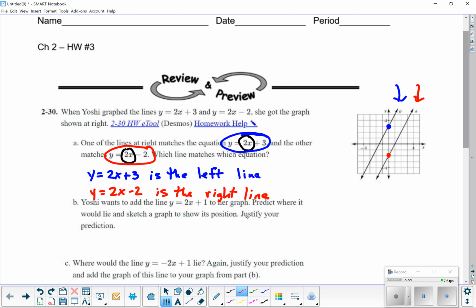Yoshi wants to add the line y equals 2x plus 1 to her graph. Predict where it would lie and sketch your graph to show its position. Justify your prediction. Same thing, 2x again, so it's going to look just like these two here, except it's going to sit right at positive 1. If I graph it, I'll put that one in green, y equals 2x plus 1. It's going to start at positive 1 and go up 2 and over 1. So yep, it's going to sit right in between.